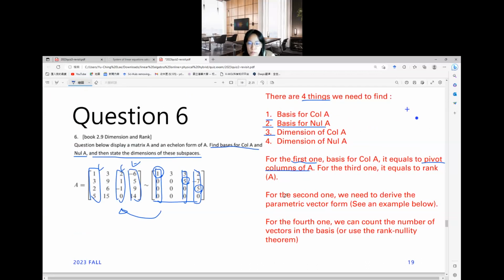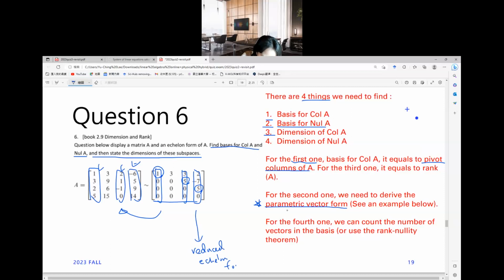And for the second question, basis for null space of A, basically, we need to derive the parametric vector form, and see an example below. Parametric vector form, this is the keyword. We derive the parametric vector form in the process of deriving a reduced echelon form. So we need to further reduce to a reduced echelon form.